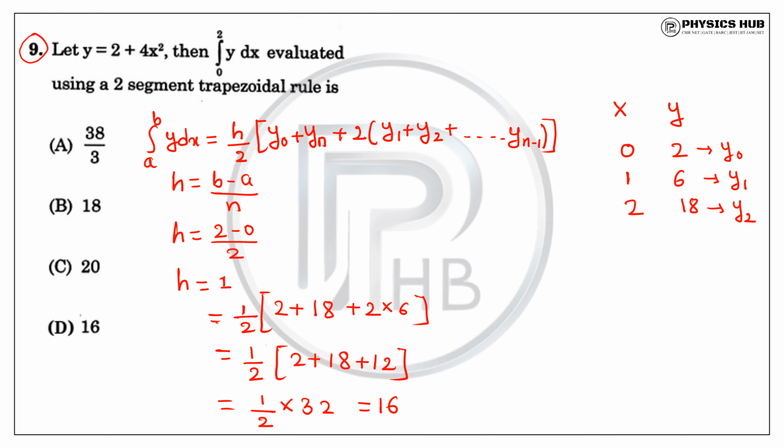Next question. Let y is equal to 2 plus 4x square. Then integration of 0 to 2 y dx evaluated using a 2 segment trapezoidal rule. This is from numerical analysis chapter.